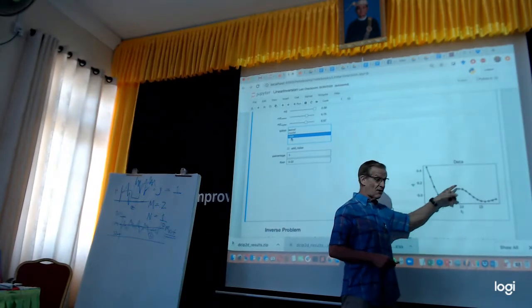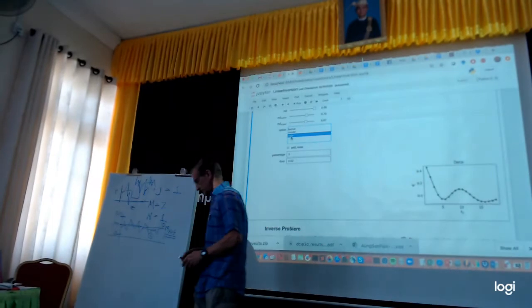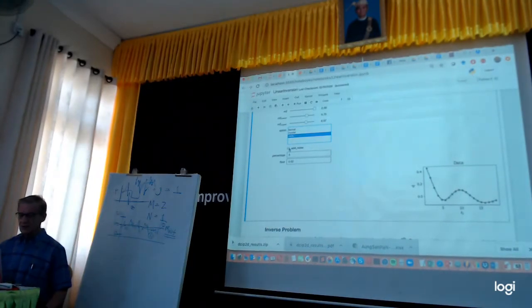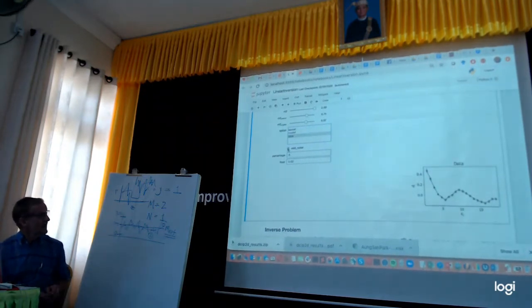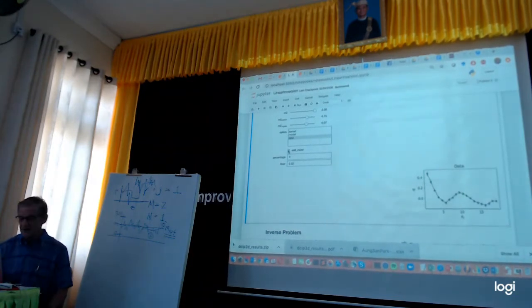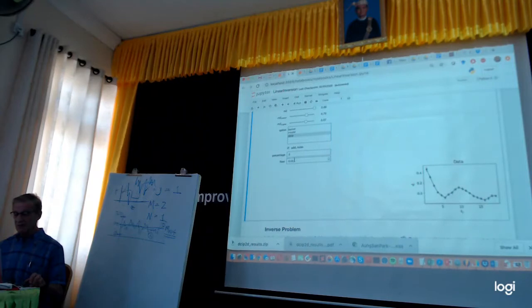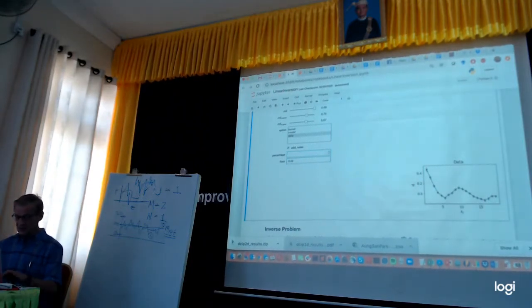So let's now add some noise to these data. So we click this button. So that adds noise, and then it looks like this. And maybe for this example, we want to even add a larger noise. Let's put 10.